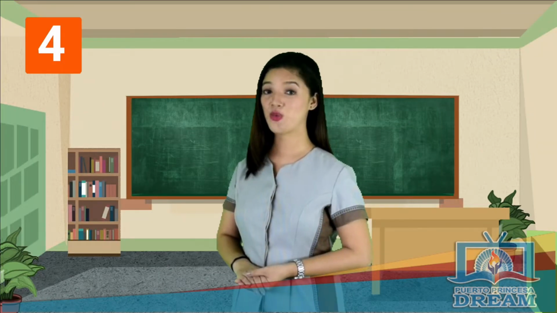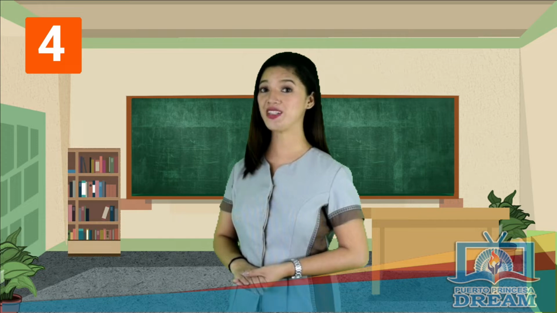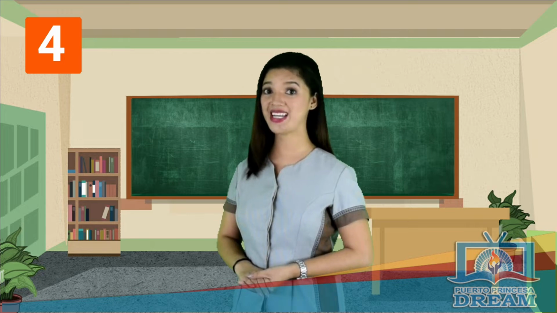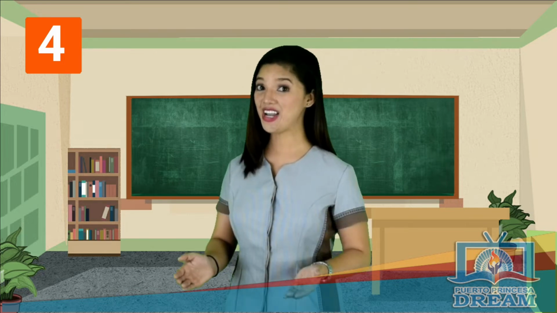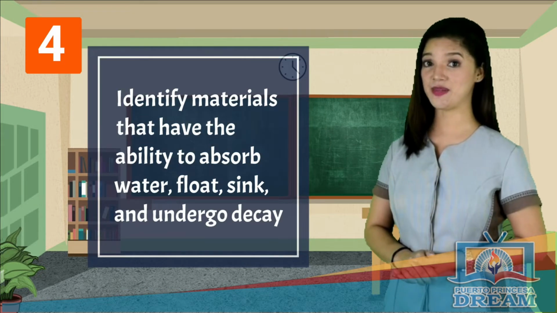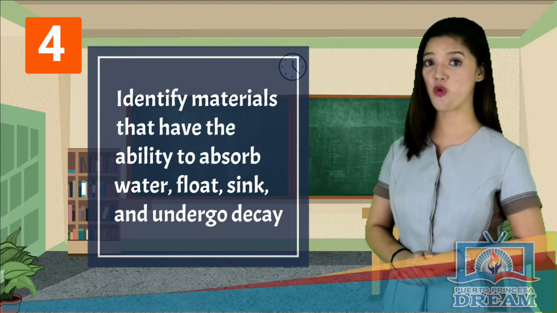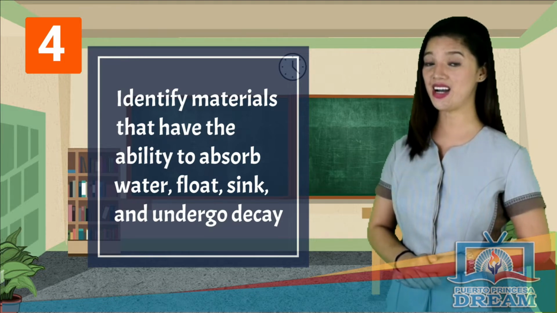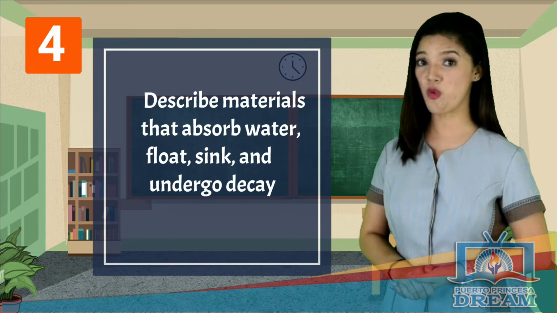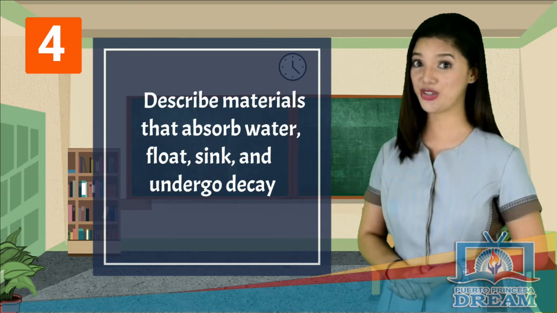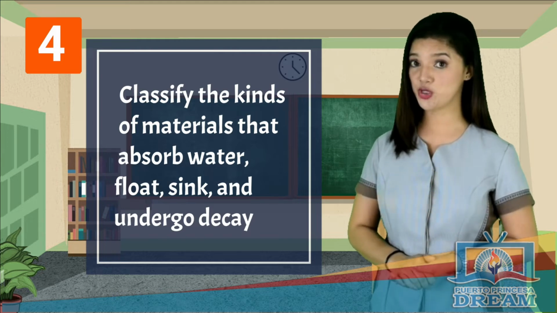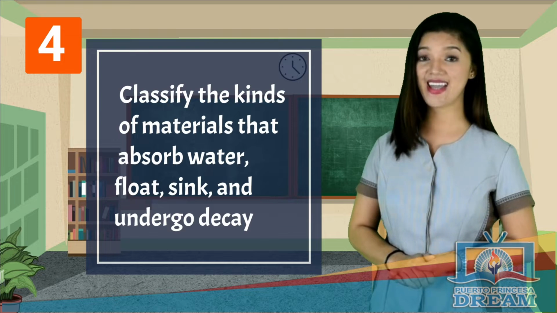In today's episode, we're going to learn about the materials based on the ability to absorb water, float, sink, and undergo decay. At the end of this lesson, you should be able to, first, identify the materials that have the ability to absorb water, float, sink, and undergo decay. Second, discard materials that absorb water, float, sink, and undergo decay. And third, classify the kinds of materials that absorb water, float, sink, and undergo decay.